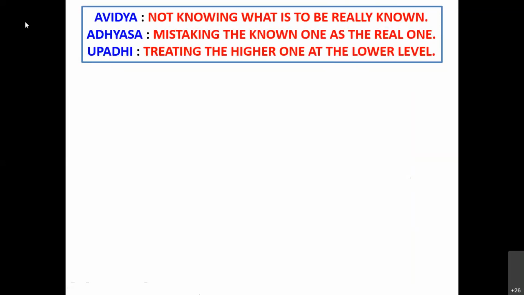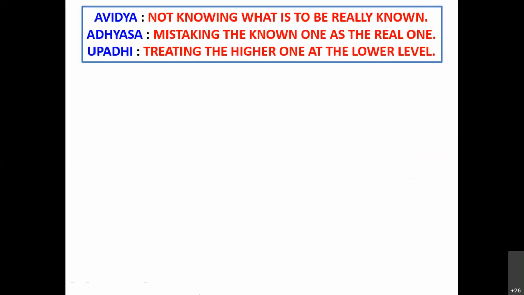Adi Shankara says one more word called adhyasa. Adhyasa means mistaking the known one as the real one. I have already discussed the natural maya and the social maya. If my name is Aravinda, kept by my parents, I keep on thinking that I am Aravinda. No, Aravinda is the name given to a particular body, a particular form. But the form itself is mistaken as the real one.